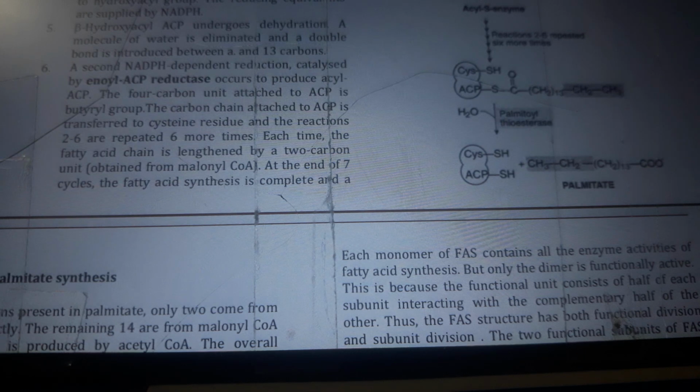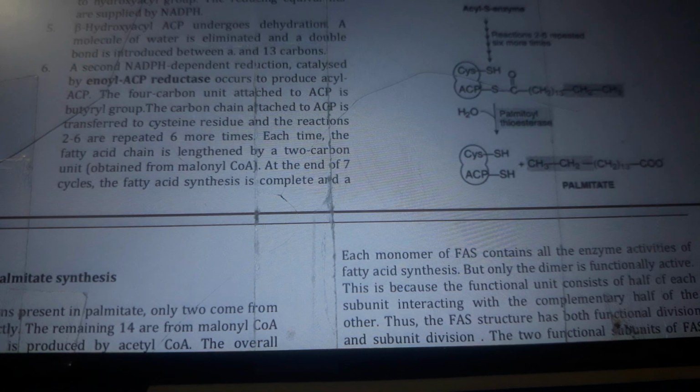Beta-hydroxyacyl ACP undergoes dehydration. A molecule of water is eliminated and a double bond is introduced between alpha and beta carbons, that is, carbons 2 and 3. A second NADPH-dependent reduction, catalyzed by enoyl ACP reductase, occurs to produce acyl ACP. The 4-carbon unit attached to ACP is a butyryl group. The carbon chain attached to ACP is transferred to the cysteine residue, and reactions 2 to 6 are repeated 6 more times. Each time the fatty acid chain is lengthened by a 2-carbon unit obtained from malonyl-CoA.